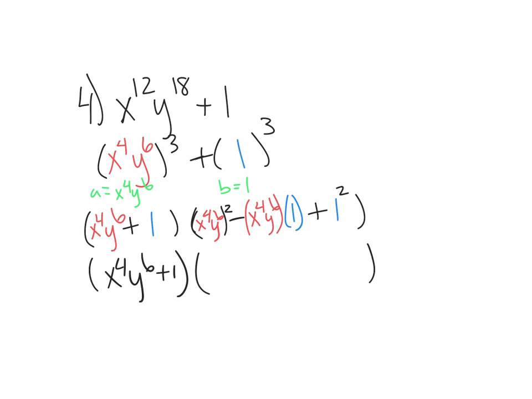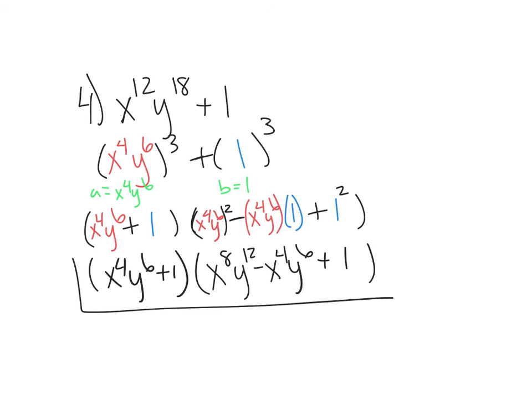If we square x to the 4th, y to the 6th, this means we multiply the exponents by 2. 4 times 2 is 8. 6 times 2 is 12. Again, x to the 4th, y to the 6th times 1 is minus x to the 4th, y to the 6th. And 1 squared is 1. So that is factoring sum or difference of cubes.